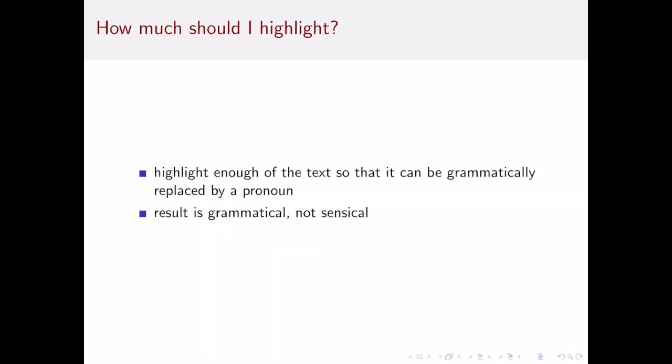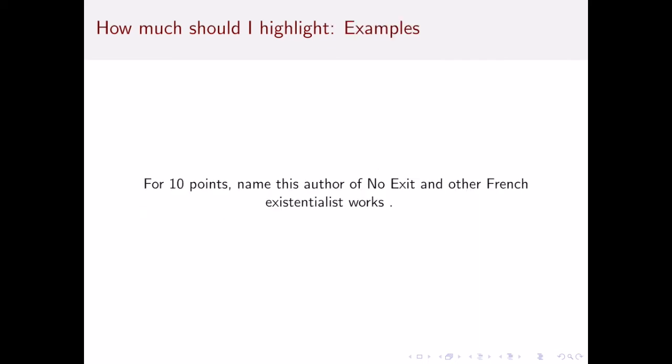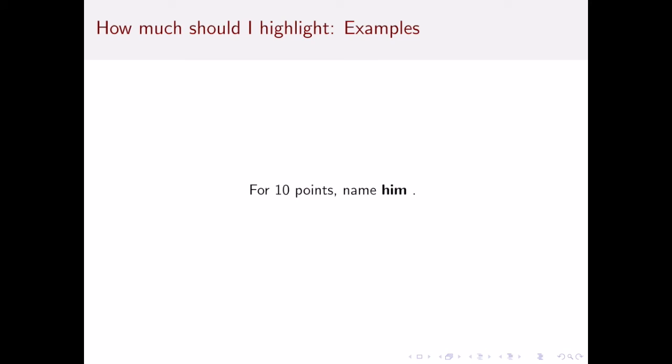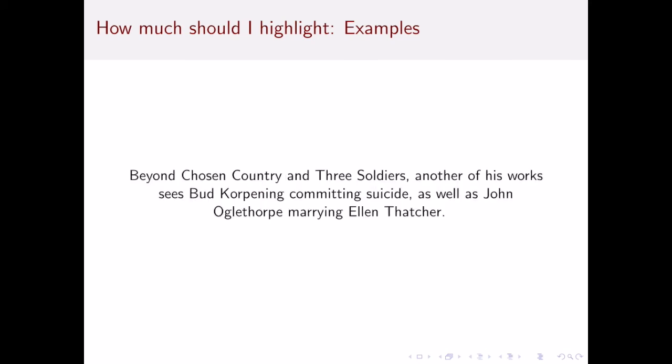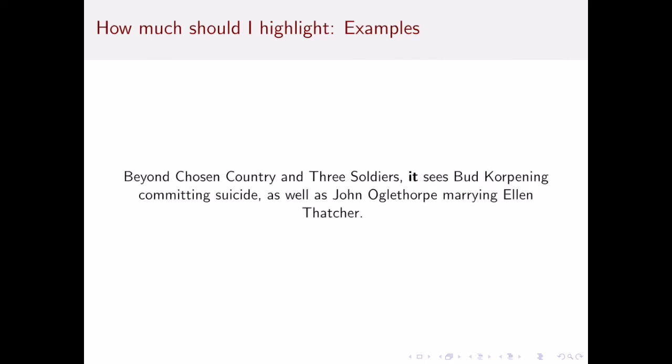Now that we've talked about what things you should highlight, characters, authors, works, and the answer, let's spend a little time on how much of the text you should highlight each time one of these things is mentioned. A general rule of thumb is that you should highlight enough of the text so it could be grammatically replaced by a pronoun. The formal definition is that we want to highlight the syntactic phrase of which the mention is the head, but it's probably clearer to understand with some examples. Here we can replace this author of blah blah blah works with him, and it still makes sense grammatically. Here we can replace another of his works with it, and it still makes sense.